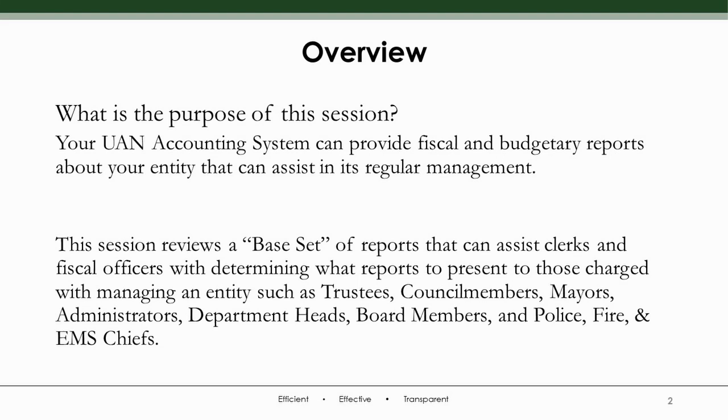So, as an overview, what is the purpose of this session? Your UAN accounting system can provide fiscal and budgetary reports about your entity that can assist in its regular management. This session reviews a base set of reports that can assist clerks and fiscal officers determining what reports to present to those charged with managing an entity, such as trustees, council members, mayors, administrators, department heads, board members, police, fire and EMS chiefs, etc., and so on.